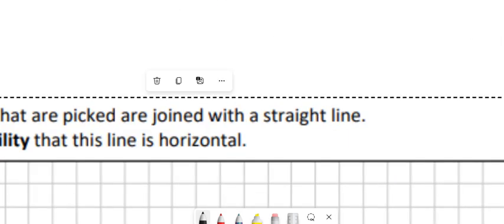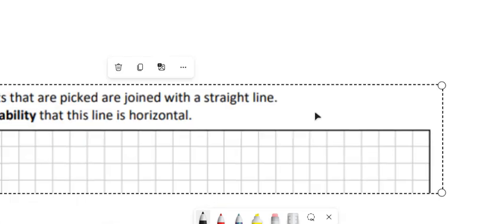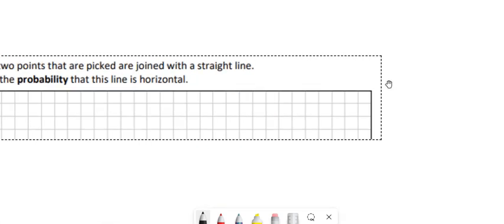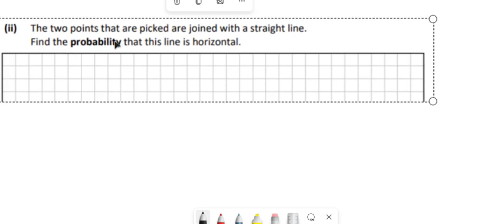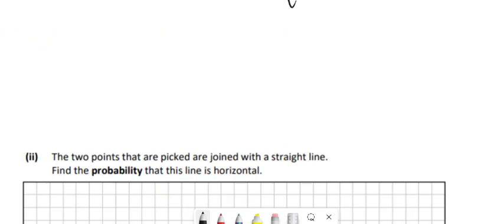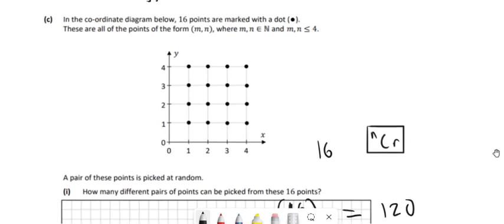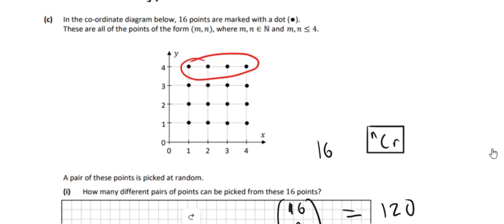Right, last part of this question then. What's the probability of getting a line that's horizontal when you join 2 points? I found the easiest way to look at this is just count how many horizontal lines you can make from 2 points. So if you look at just the top one there, one way you could make a horizontal line would just be to join those 2. Another way you could do it is to join those 2, and a third way you could do it is to join those 2.